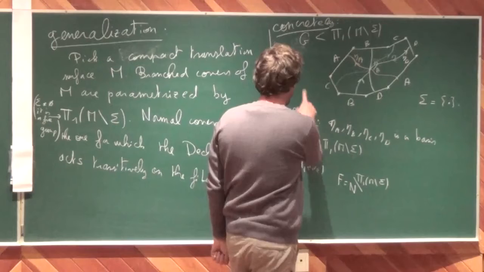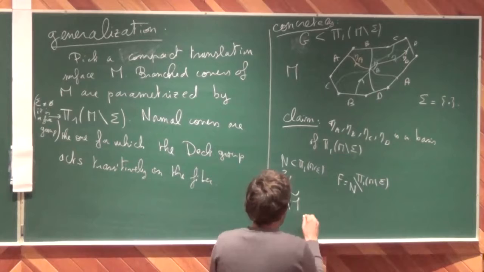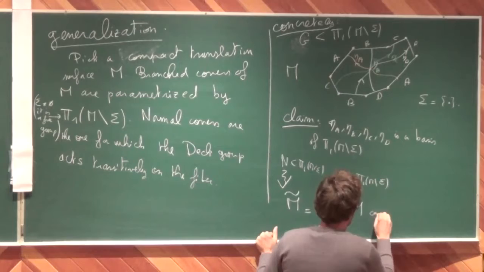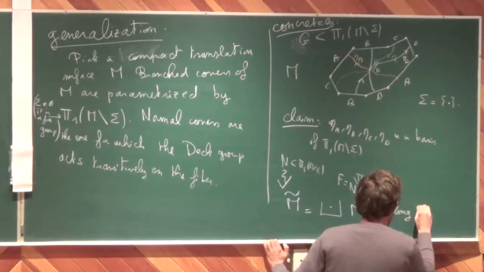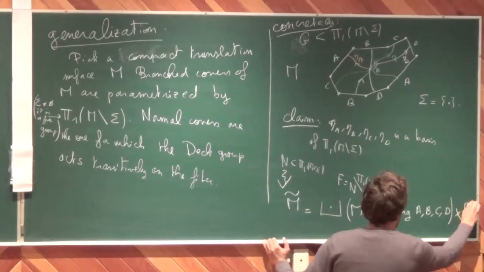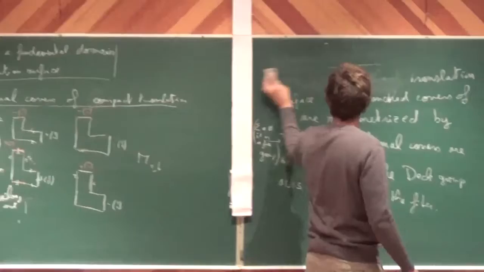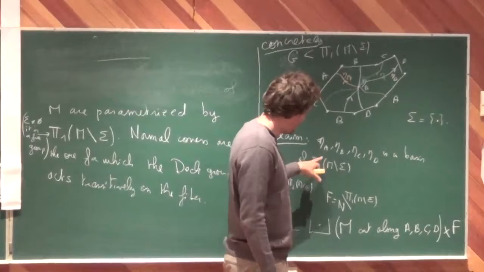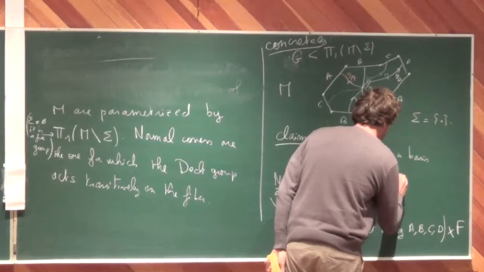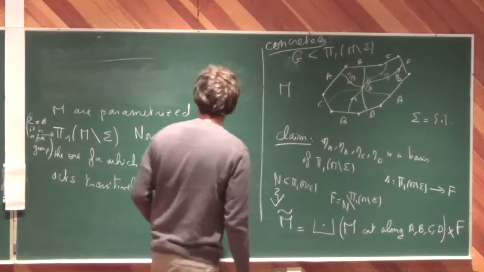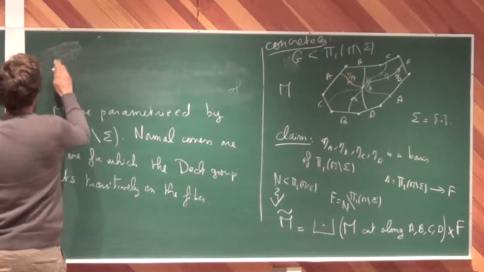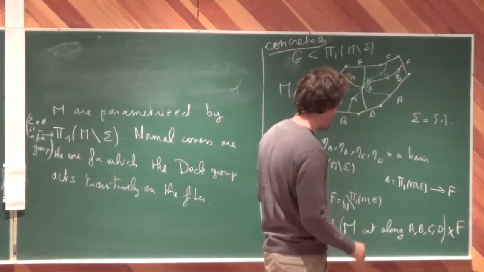and you pick F copies of your surface M. So M tilde associated with this subgroup is just the initial surface cut along the sides A, B, C, D, times the fiber. And how do you glue everything back together? Now you have nice generators, so you can push them into F. You can consider the map which goes from the fundamental group to F, which is a projection. And moreover, you have multiplication by these elements on the fiber on the right. And this is how you glue back the surface.